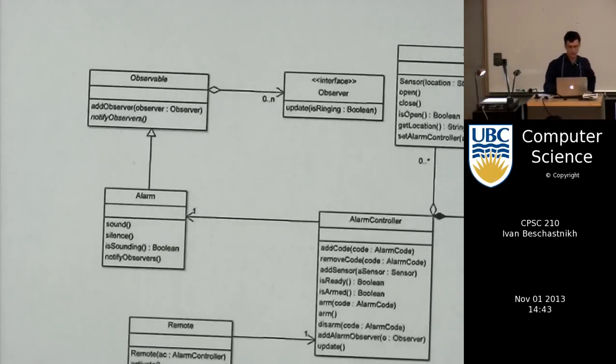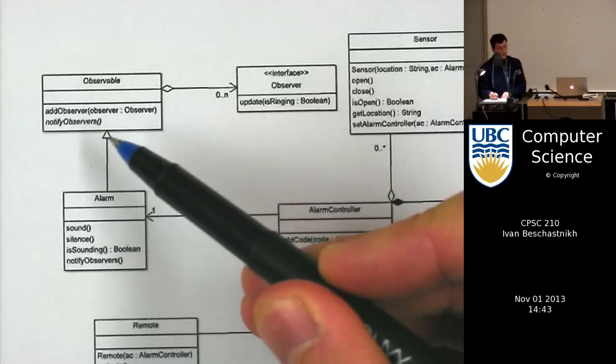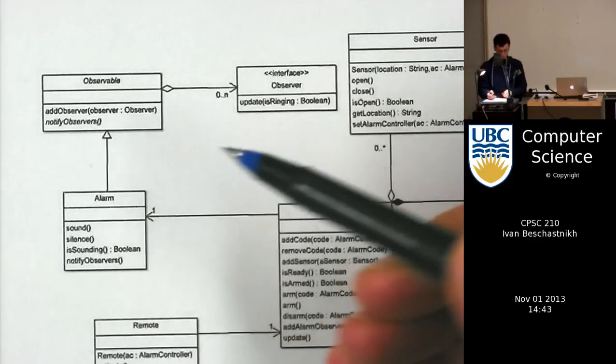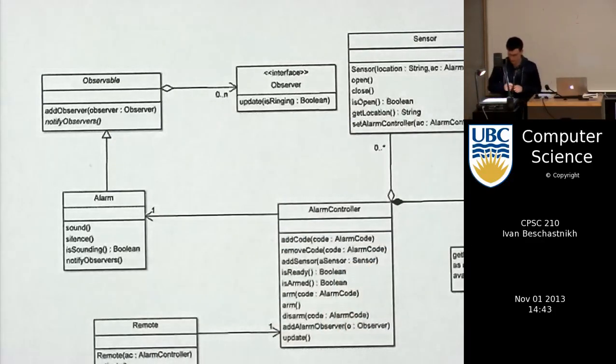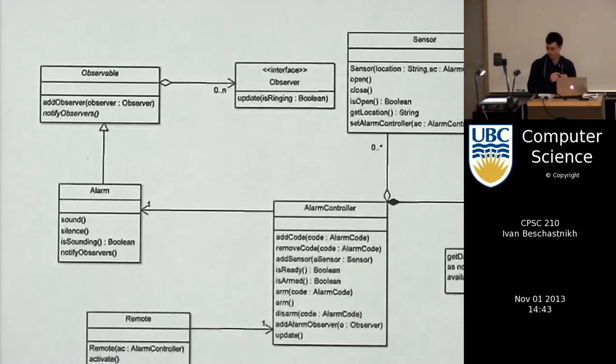My alarm extends observable. If it extends observable, that's a subclass relationship right there, right? So I have this funny arrow, right? That is unfilled, and it goes up to observable. And then you list your methods underneath, right? In the lower part of the box.